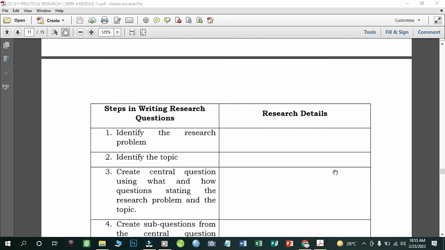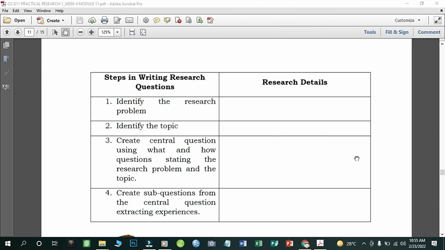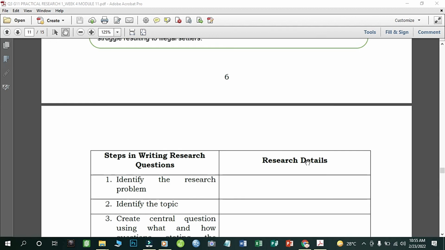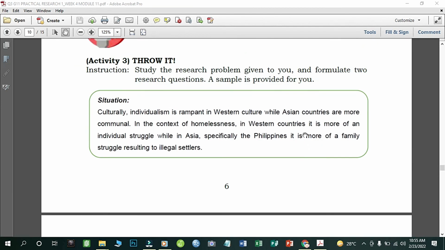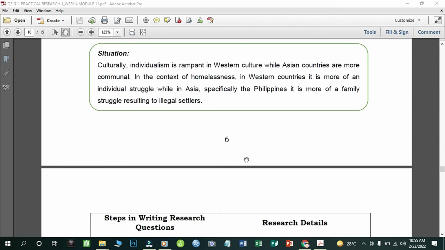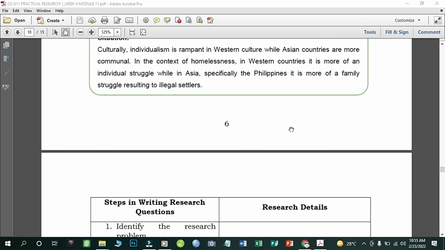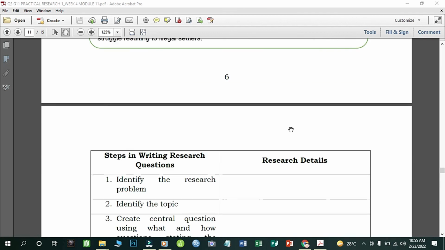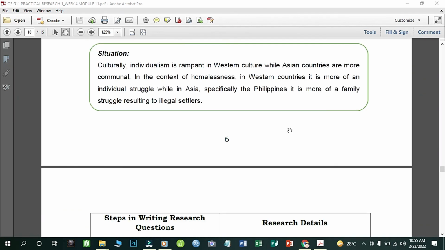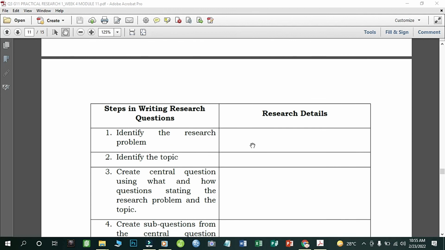Then for your assignment, using your research title in your research project, you will now formulate your research questions and also the sub-questions. As we discussed in module 9, how to formulate a research title. Then email your answers to my email account. If you have questions and clarifications, you can email me at my DepEd account. Okay, see you in our next discussion.